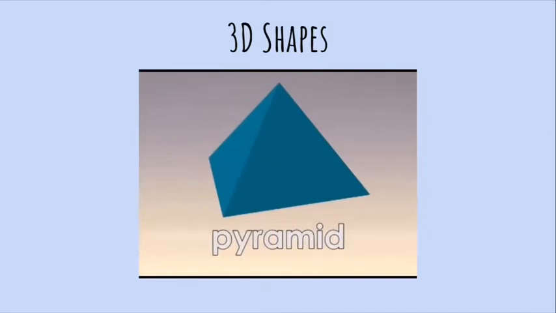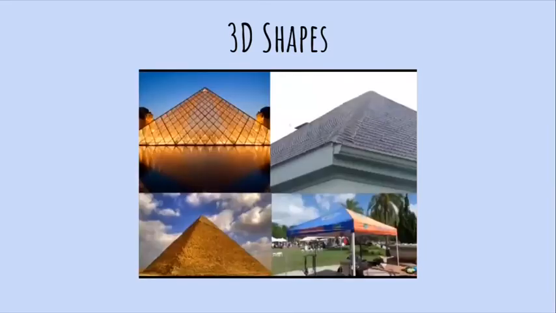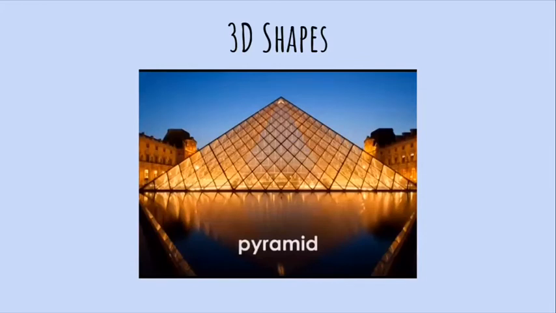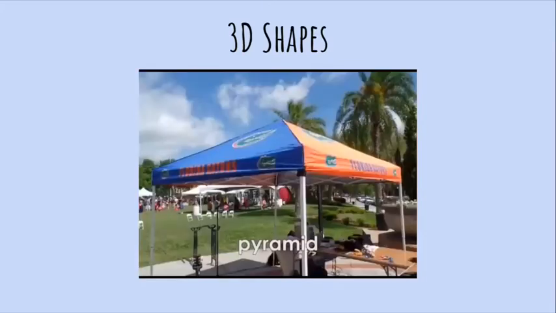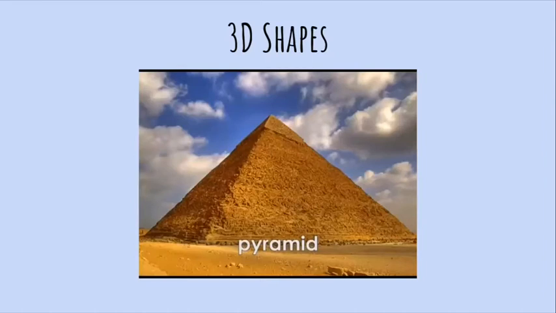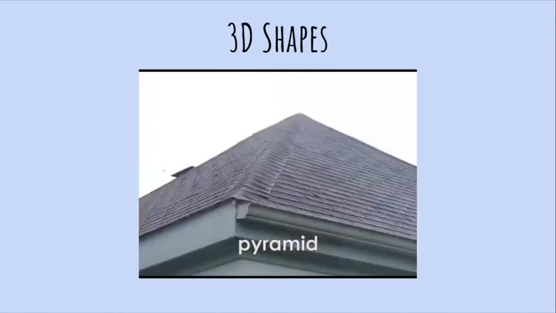Here is a pyramid. It has this shape. These are things that have the shape of a pyramid. You can see them every place. A building can be a pyramid. Some tents are a pyramid. An Egyptian pyramid is a pyramid. Some roofs are a pyramid.